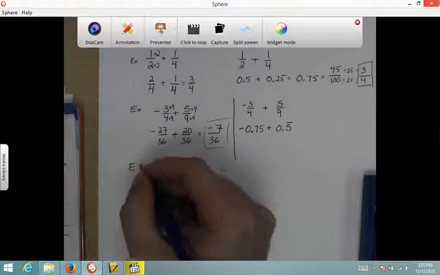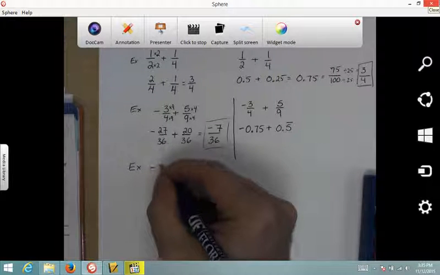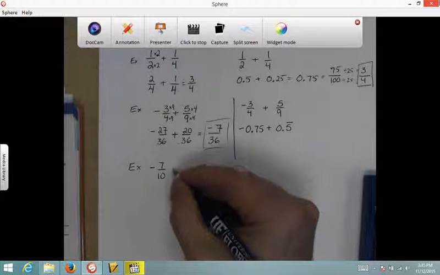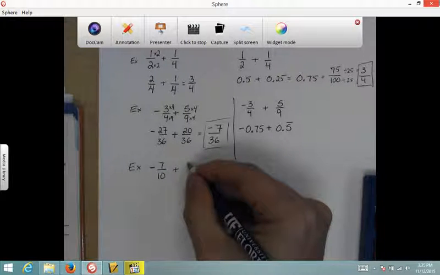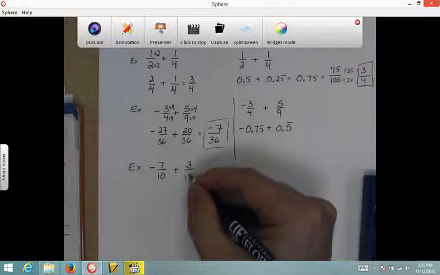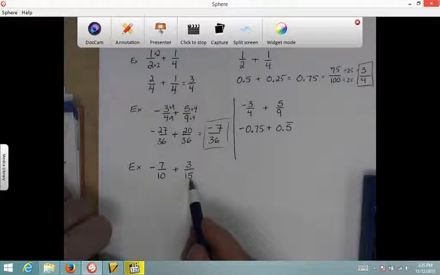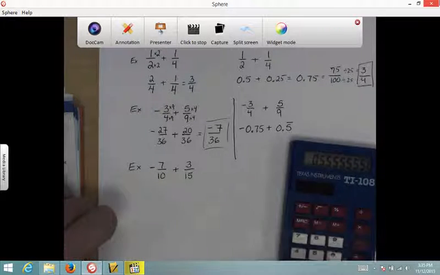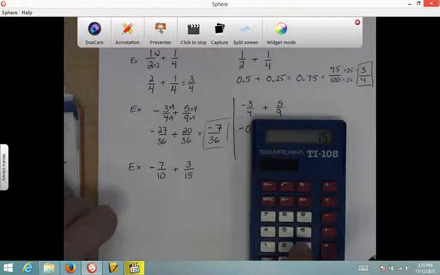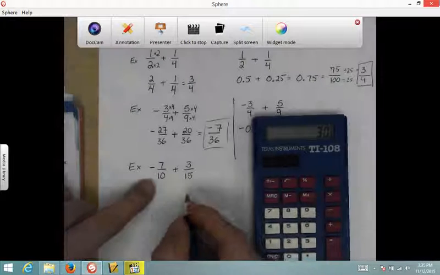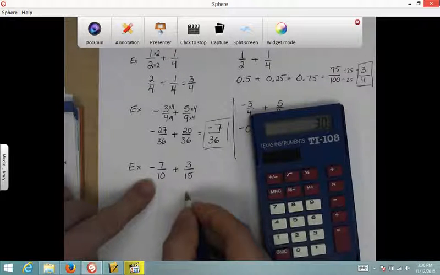Let's say we have negative 7/10 plus, let's do 3/15. Okay, so I look at the bigger denominator, which is 15. Does 10 go into that evenly? Nope. So 15 times 2 is going to be 30. Well, 10, does that go into 30 evenly? Yeah, it goes in there 3 times. So 30 is going to be my lowest common denominator.